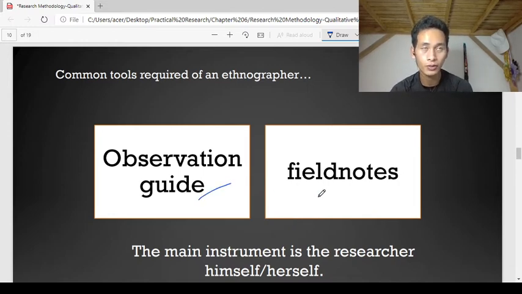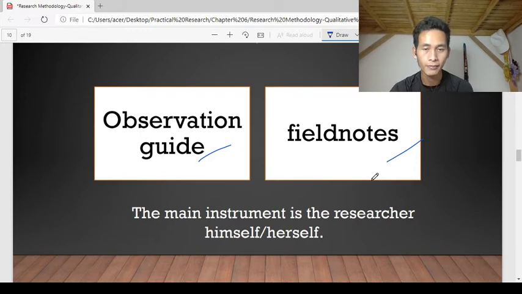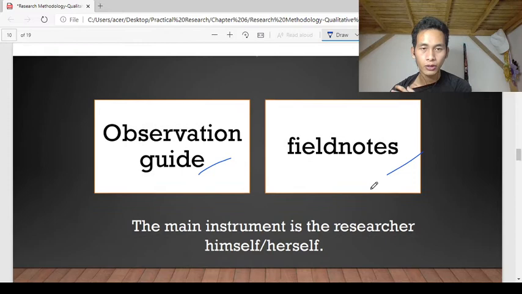You need an observation guide, and then field notes. It's not just simple observation. As a researcher, you must have an observation guide as well as field notes, which will serve as your guide in doing ethnography.